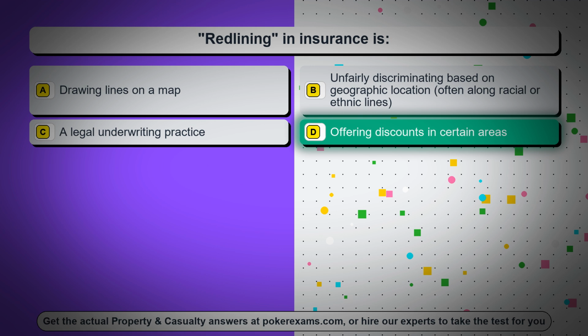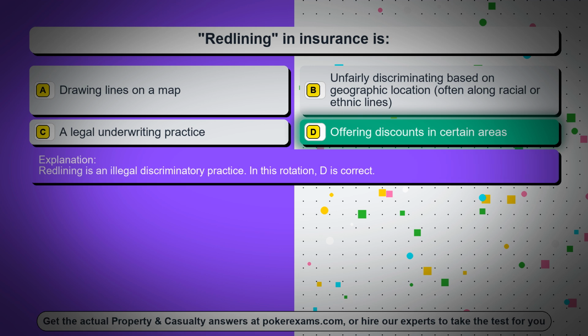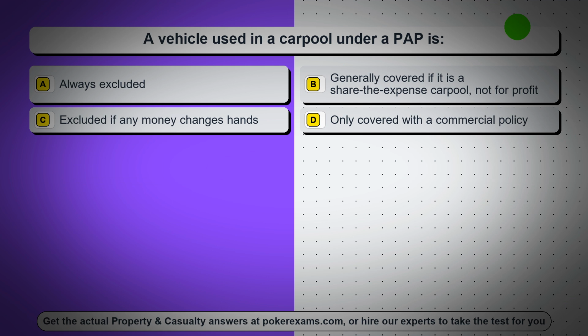The correct answer is option D, offering discounts in certain areas. Redlining is an illegal discriminatory practice. In this rotation, D is correct. Question 53. A vehicle used in a carpool under a PAP is: Option A, always excluded.